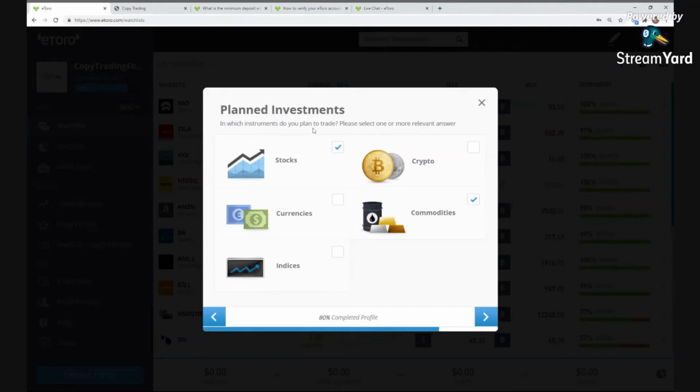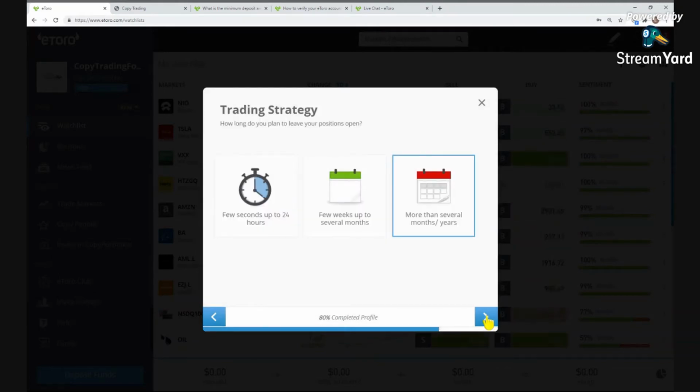Which instruments do you plan to trade? Please select one of the relevant answers. So I plan to trade stocks and commodities. Stocks are just your normal stocks from a company, and commodities is oil, gold, etc. And I might buy some gold, etc. in the future. But I'm not going to do crypto on this yet, so I'm going to leave that one off. So I'll click next.